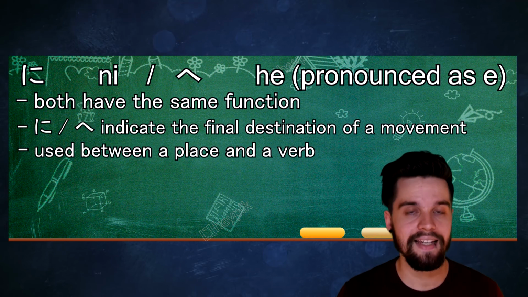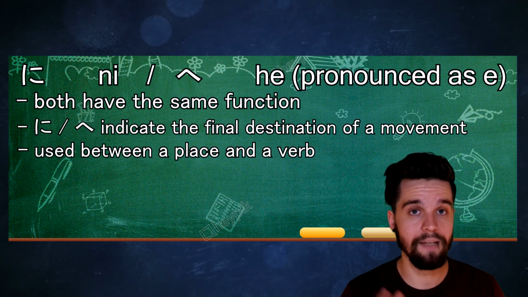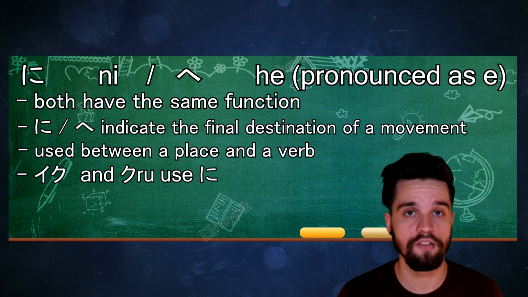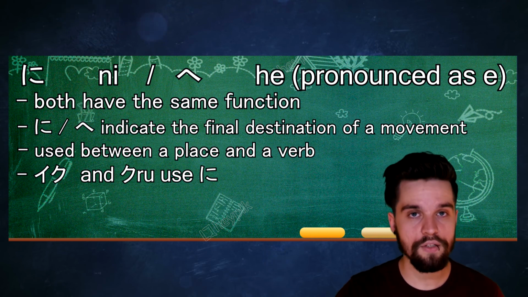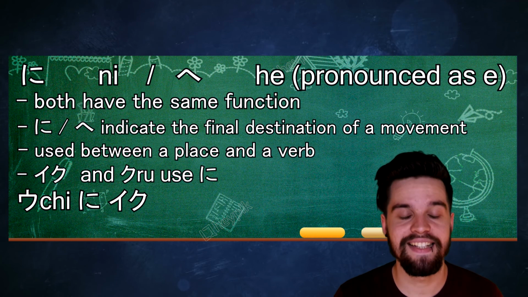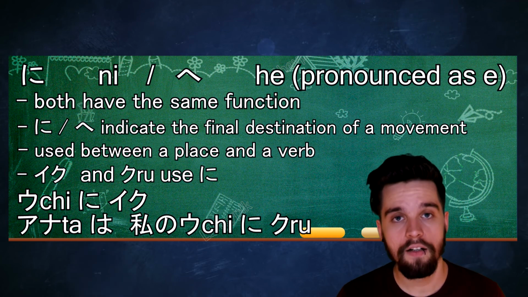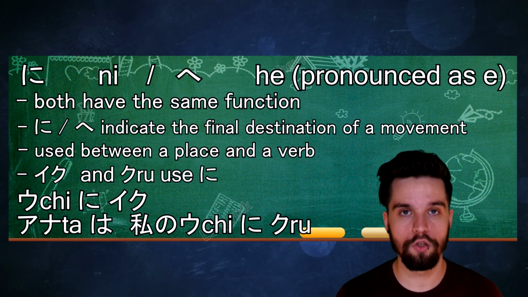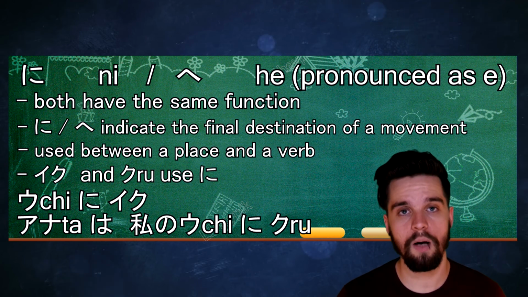Ni and e indicate a final destination of a movement. We had iku and kuru. If you want to say I go to the house, you can just say uchi ni iku. Another example sentence is Anata wa watashi no uchi ni kuru. It means you come to my house.